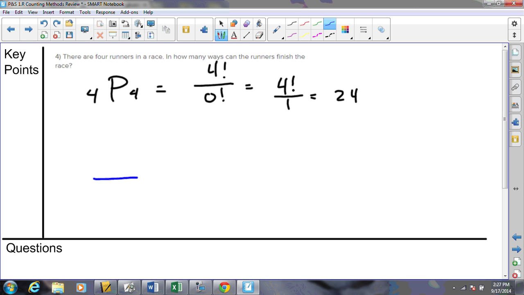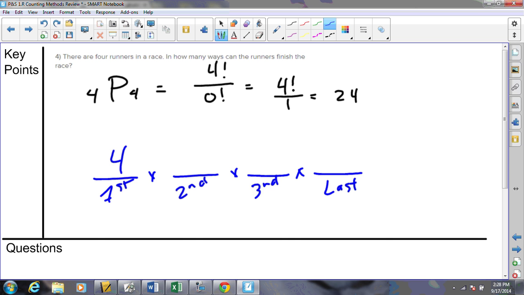Another way that we can look at it is to say, somebody's got to finish first. Someone has to finish second. Someone has to finish third. Someone has to finish last. How many different people can finish first? 4. After someone has finished and won the race, how many are left to finish second? 3. And then there were 2 left, and only 1 person can finish last. So if you multiply them out, you notice 4, 3, 2, 1 actually is 4 factorial like we had right there. We could use the fundamental counting principle like we just did, or we could use a permutation formula, perfectly valid. Both are valid ways to do it.